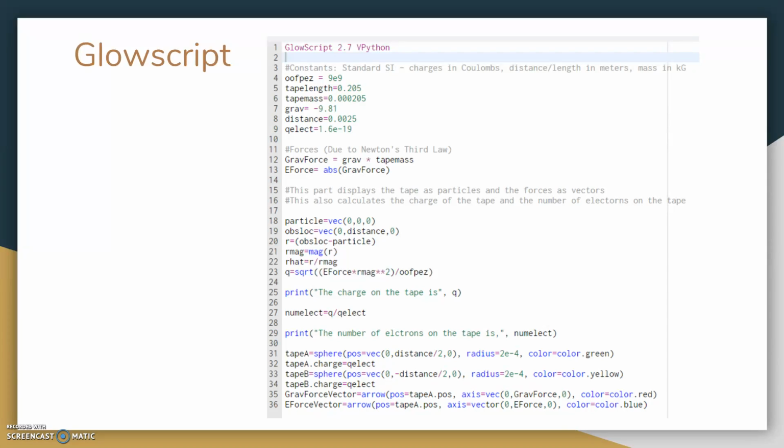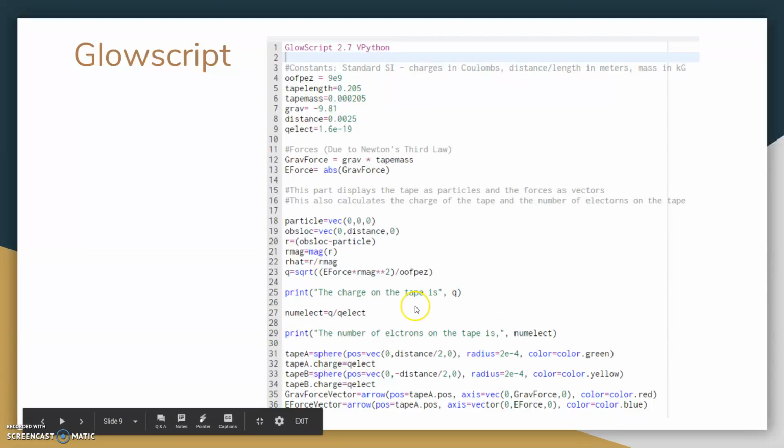Next, I denoted the forces, the force of gravity, and then, as I stated earlier, Newton's third law tells us that the gravity force and the electric force are equal and opposite, so I used the absolute value tool here to do the opposite direction of gravity force. And then the next part, at the bottom, was denoting the particle of the tape as if it were a point charge. So I have the particle's position written out, and then the equation I did earlier to find Q. And so I was able to print it out here to find Q.